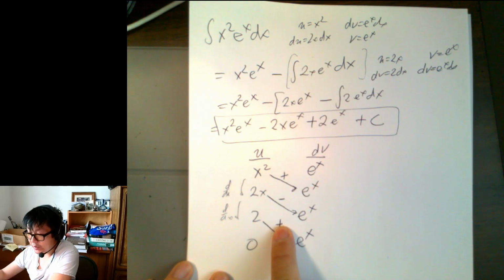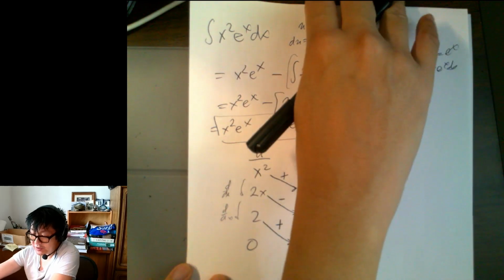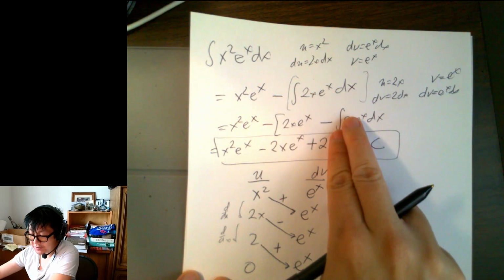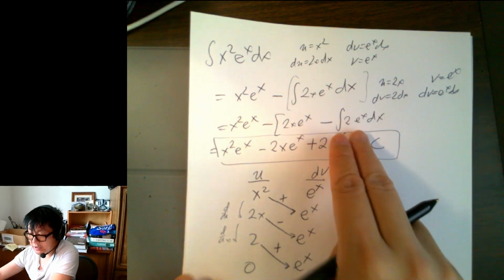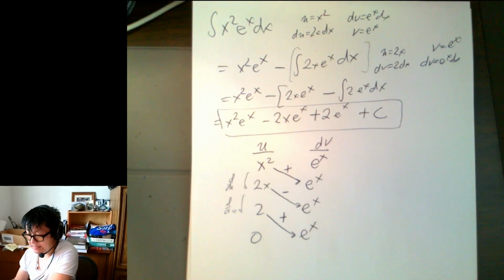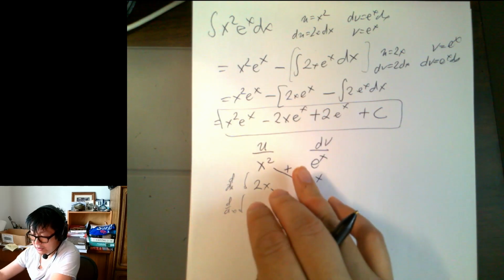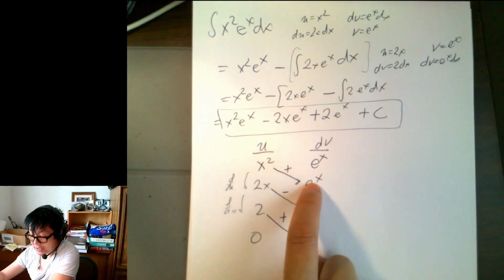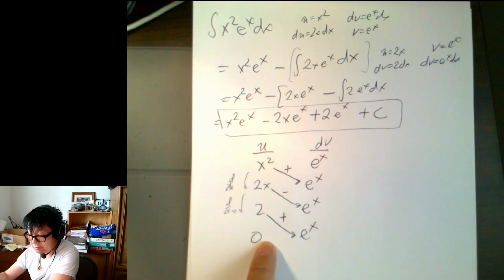The sign alternating comes from the fact that at each step we're subtracting v du, and when you do it twice you end up going positive when you distribute that negative. So these signs are going to alternate. All we have to do then is take this sign and then multiply these things. And then once we end up at 0, we're done, because 0 times anything is 0. We just write a plus c.